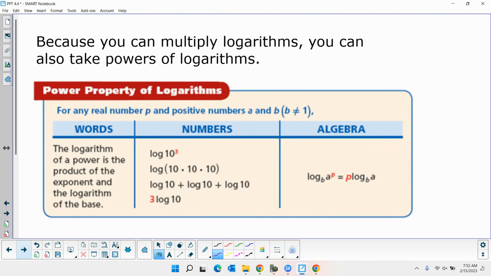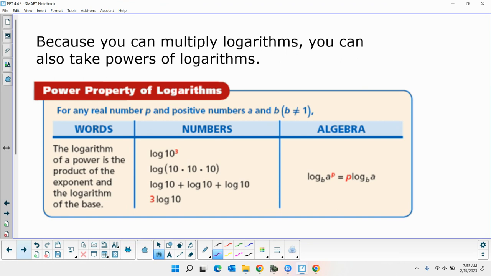Here's another one that we'll use. Okay? If you have a log of a number to a power, okay, you could do it this way, right? 10 cubed means 10 times 10 times 10, so we could make it into 3 separate addition of those 3 logs. Or you can take this exponent and move it out front of the log and multiply it by the log. All right, so if you got a log base b of a to the p power, you can move that p, that exponent, out front and multiply it by the log. We will do that when we expand.